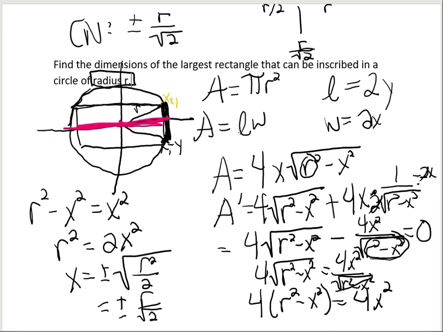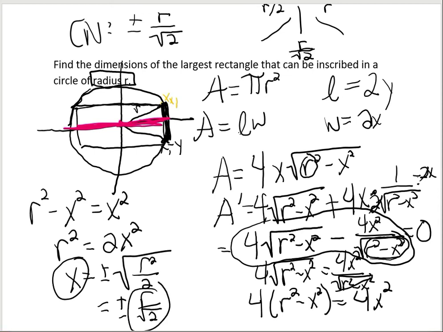Now, if you're having trouble conceptualizing how we're testing this, you can plug in an actual value for r. You could do 1, you could do 10, whatever your radius is. But you're just plugging into this formula. And what you're going to get is positive, negative, so it's a maximum. Which means our x being r over square root of 2 is what works.